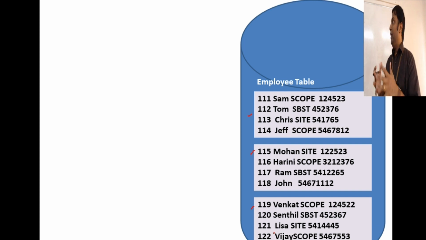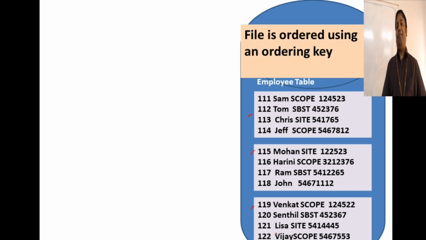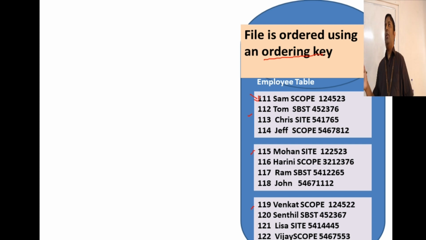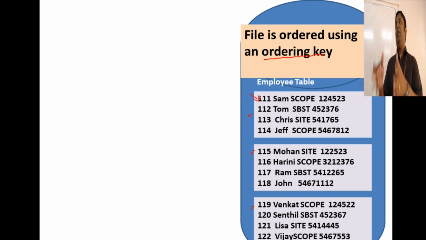When you take a look at this organization of the file here, it is all organized using an ordering key. So what is an ordering key? I organize my data using that key. Here the key is employee ID. So you take a look at the employee ID. All the records are in the ascending order of the employee ID. So I maintain such an organization internally on a file on my hard disk.